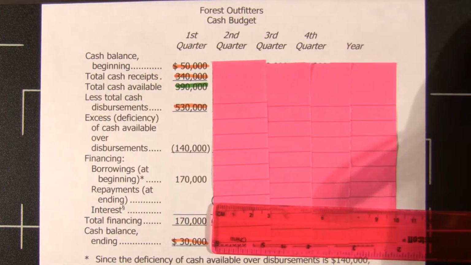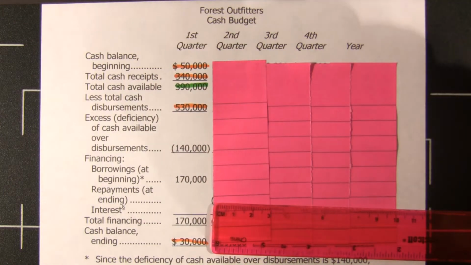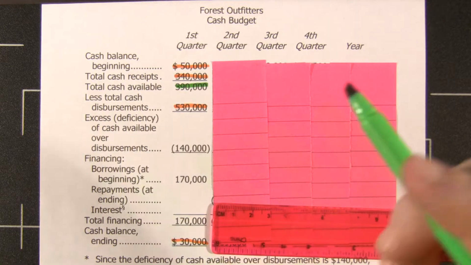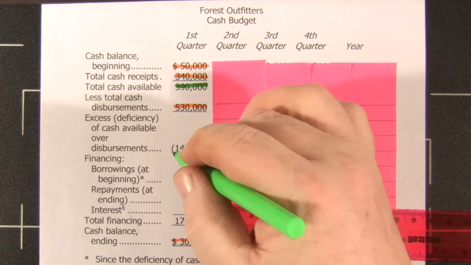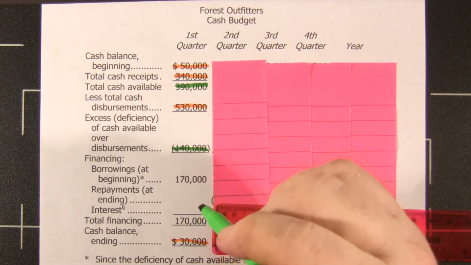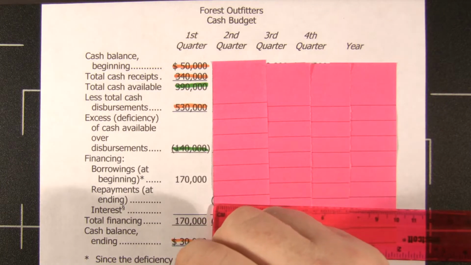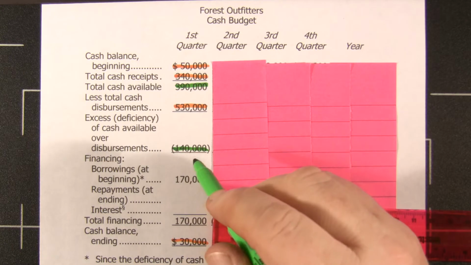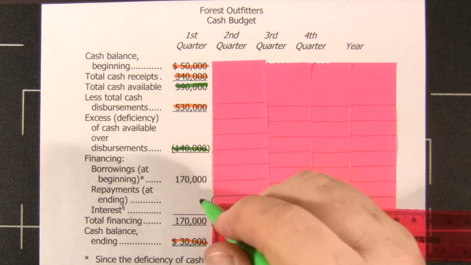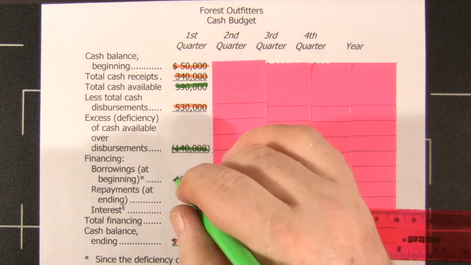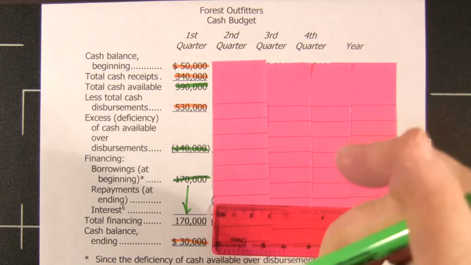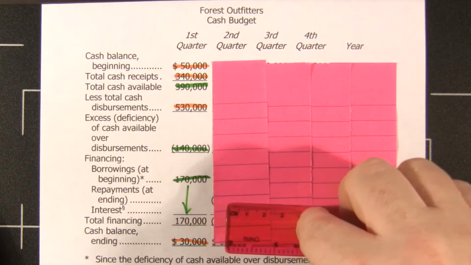Also, that information is given to us. So when we subtract the $530,000 from the $390,000, excuse me, we find that we're short $140,000. Now remember, we must have $30,000 left. So we need the $140,000 to get us to zero, plus the $30,000 in addition, so we have to borrow $170,000. Okay, that's for the first quarter.